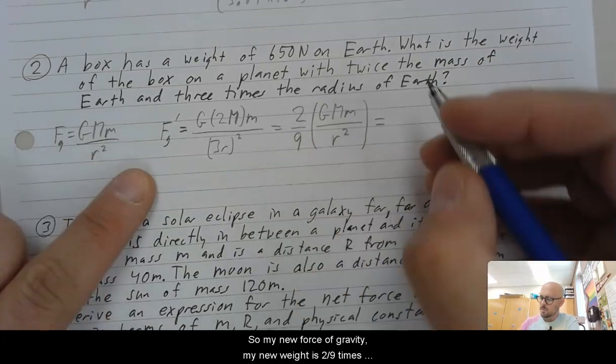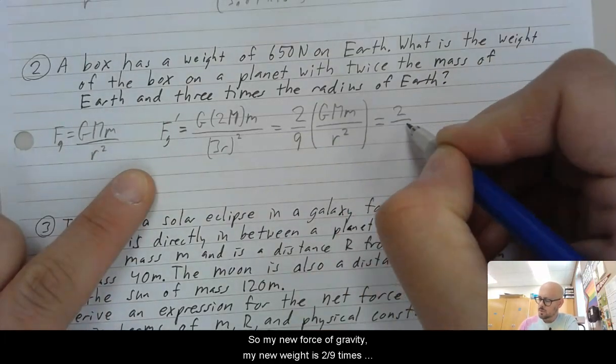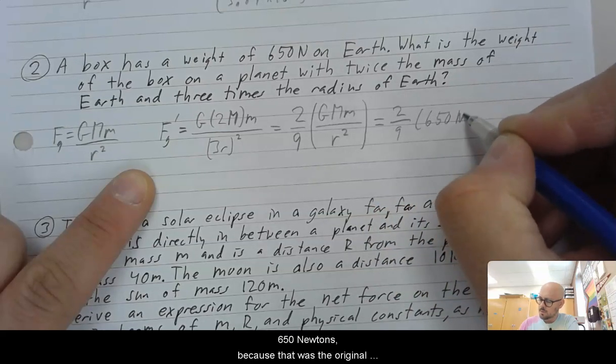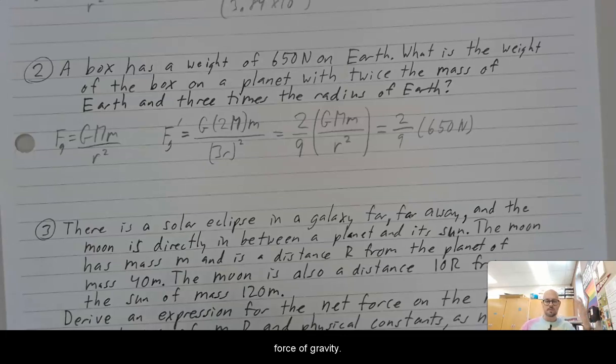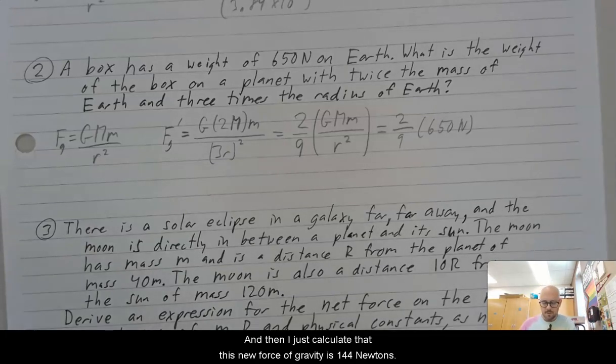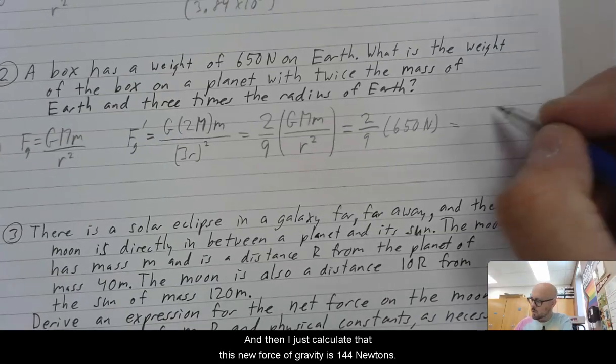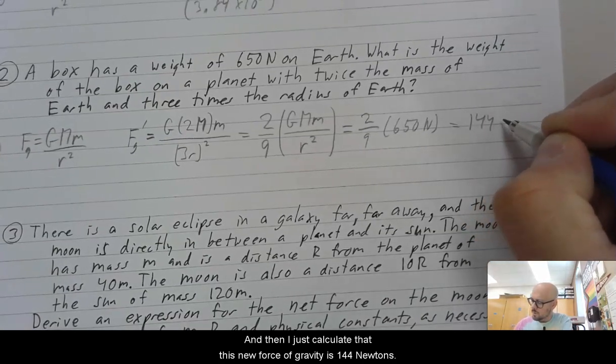So my new force of gravity, my new weight, is 2/9 times 650 newtons, because that was the original force of gravity. And then I just calculate that. This new force of gravity is 144 newtons.